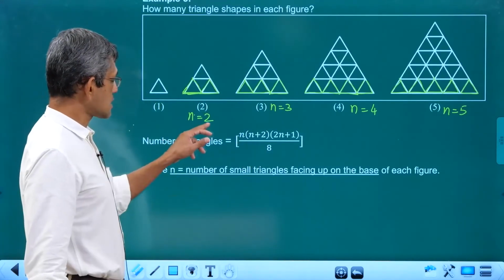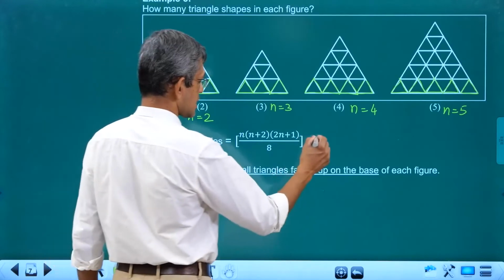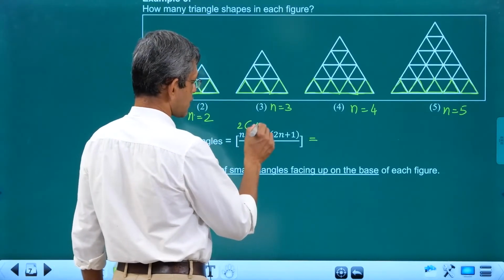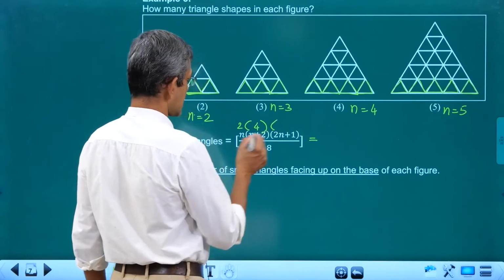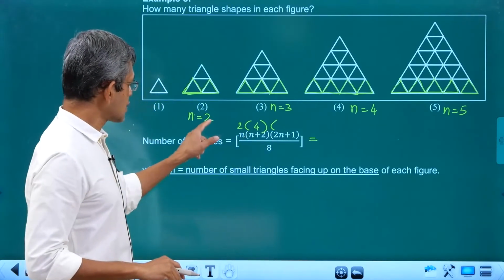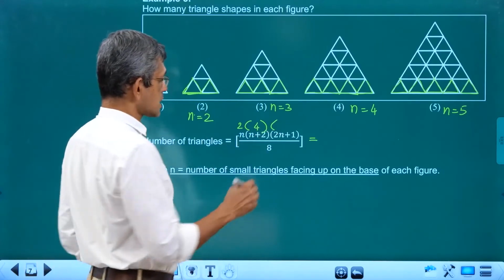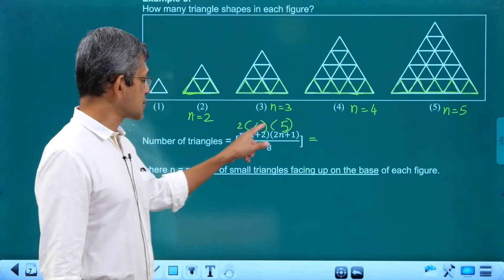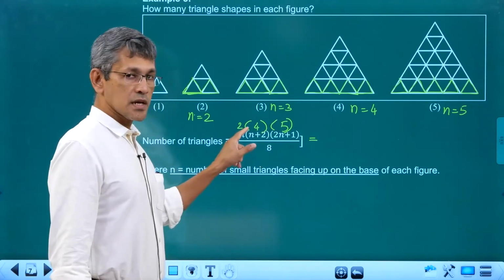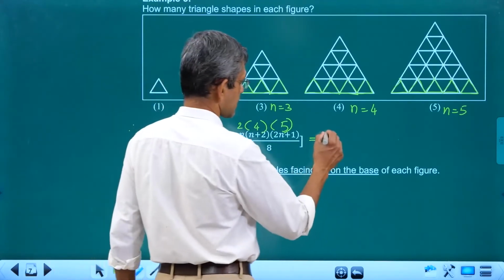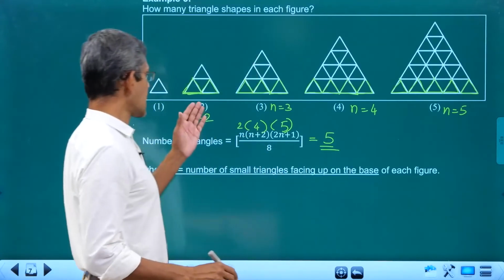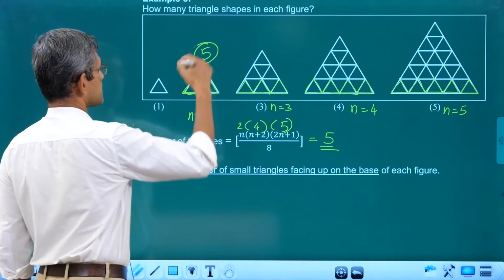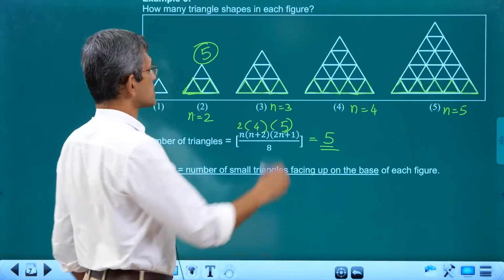So we'll try n is equal to 2. What did we get here? 2 into 2 plus 2, that's 4. And 2n, well, 2 into 2, that's 4, plus 1 is 5. By 8. So how much is that? 20. 20 into 2, 40. 40 by 8, we have 5. That is the answer we got here. So when we counted, we got the answer 5 as well. This one, when we counted, we got the answer 13.